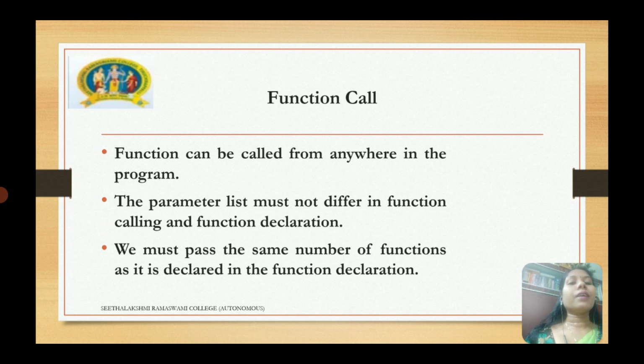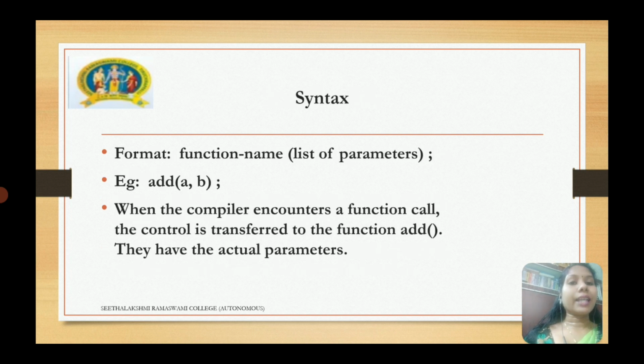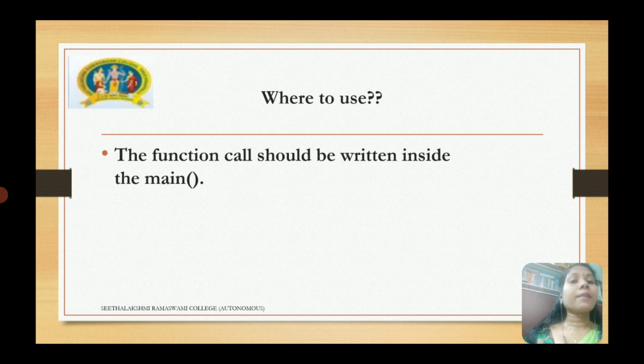Function call. A function can be called from anywhere in the program. The parameter list must not differ in function calling and function declaration. We must pass the same number of parameters as it is declared in the function declaration. Syntax. The general format is function name, within parentheses we pass the list of parameters, and it ends with a semicolon. In this example, the function name is add and the list of parameters are a and b. When the compiler encounters a function call, the control is transferred to the function add and it has the actual parameters. Where to use? The function call should be written inside the main function.